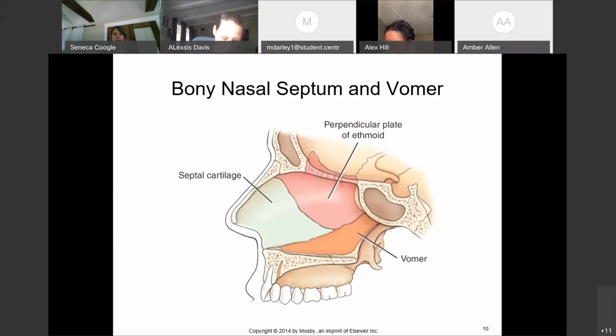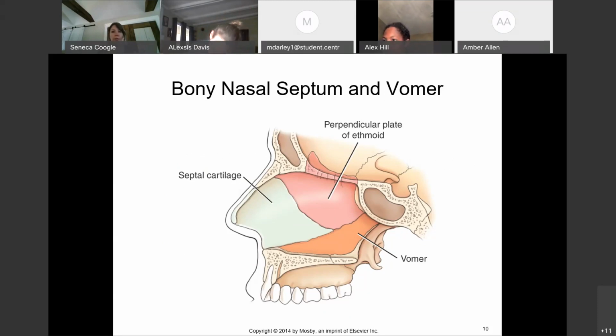The bony nasal septum and the vomer. You can see there the perpendicular plate of the ethmoid, your septal cartilage, and the vomer. Ethmoid and vomer form the bony nasal septum. The septum is formed superiorly by the perpendicular plate, which you can see. The septal cartilage is located anterior, and that is the cartilaginous part of your nose here. The vomer bone means plowshare. It's thin, it's triangular. It forms the inferoposterior part of the nasal septum.